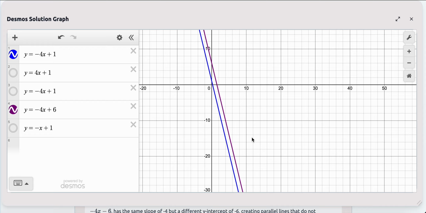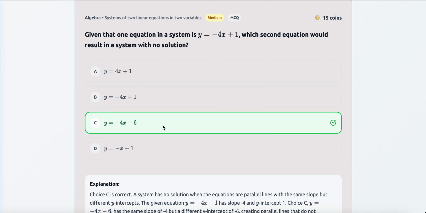So this one, it's not as bad if you use Desmos, but honestly, it's much faster if you just know the trick to parallel lines and no solutions. You can immediately find the answer that way.